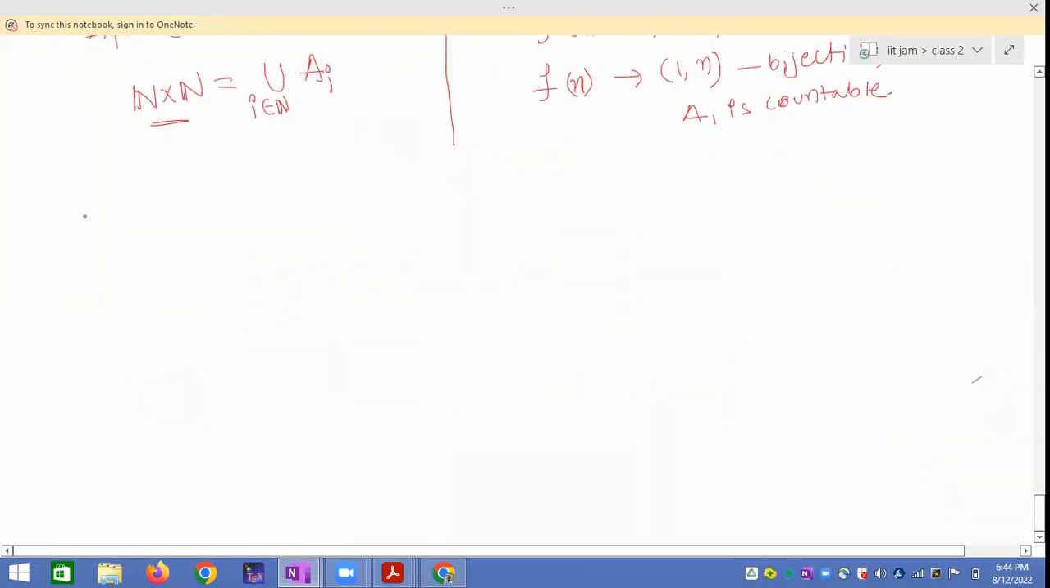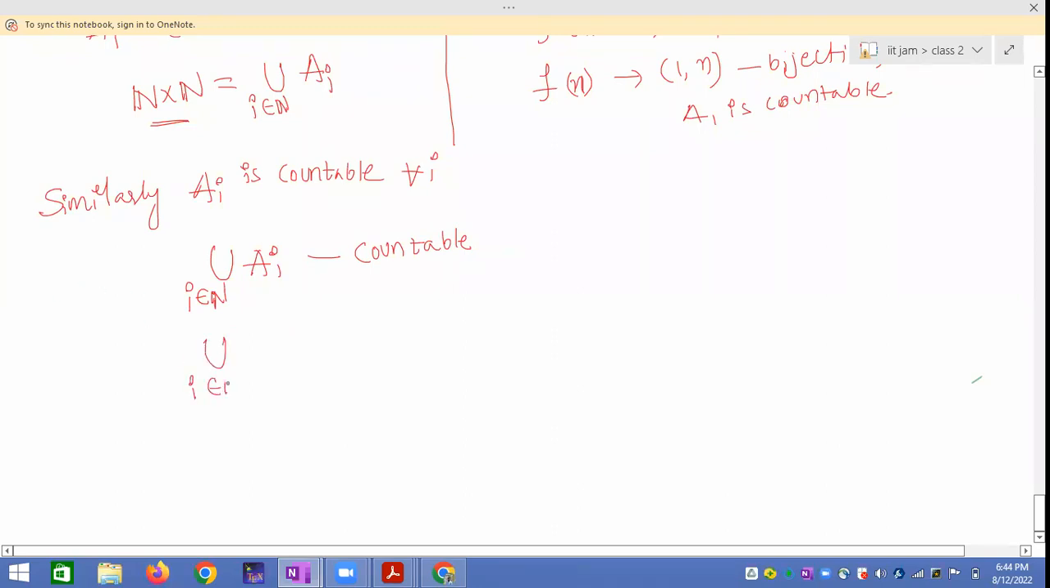Everyone got it? Similarly, Ai is countable for every i. This union of countable sets is always countable. This is countable, which means the union over i in natural numbers of Ai is equal to natural numbers cross natural numbers. Is everybody understanding or not? Natural numbers cross natural numbers is countable.